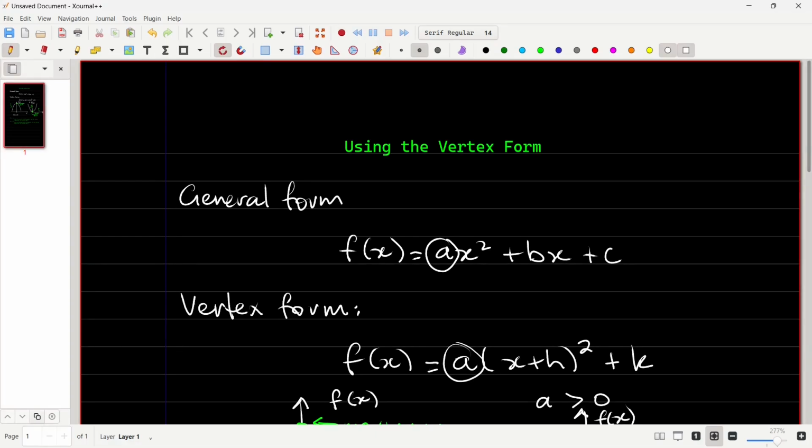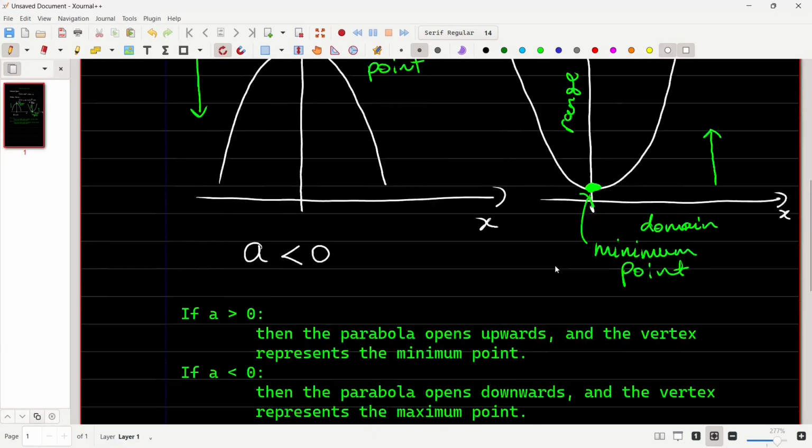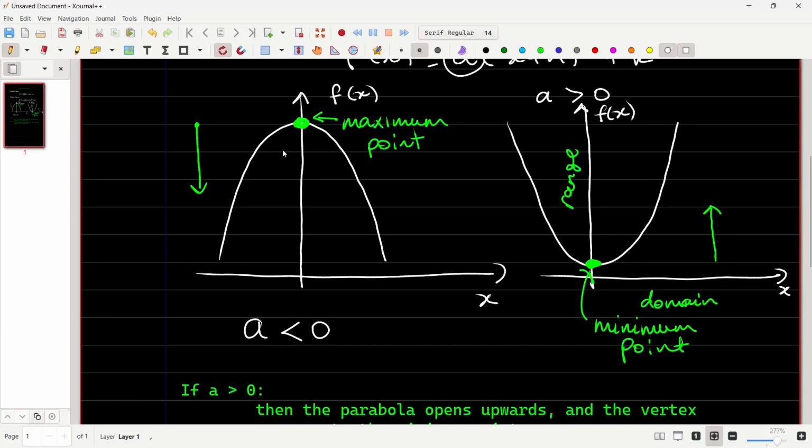All right, so that value will tell you whether or not you're going to have a maximum point or a minimum point. The range of values for your maximum point is going to be less than that maximum point, and for your minimum point it's going to be greater than that minimum point.